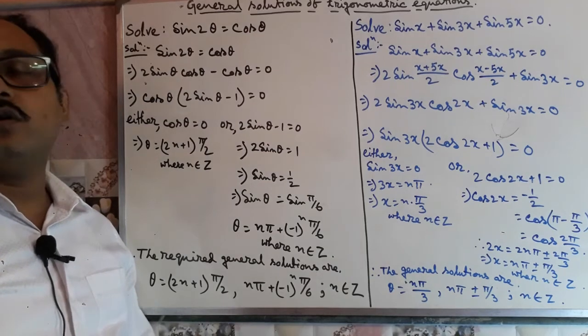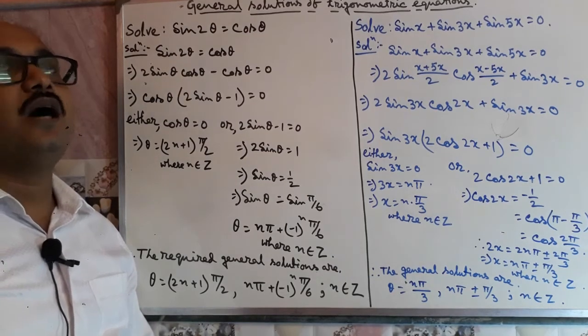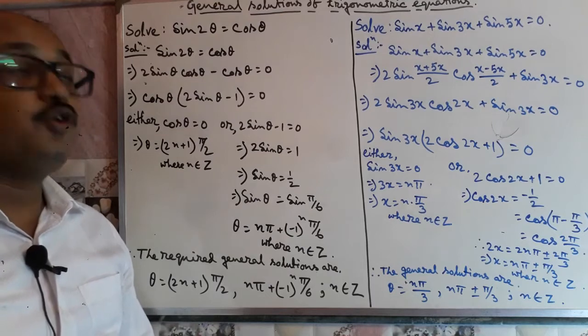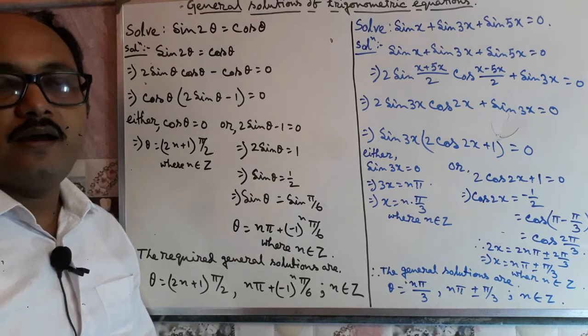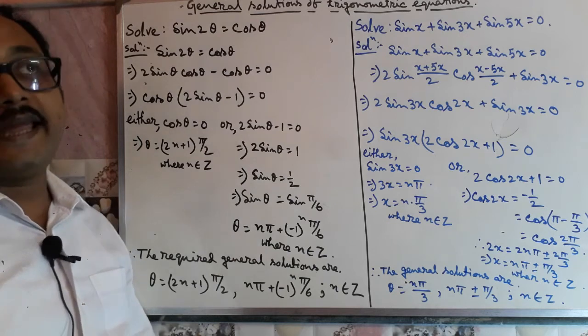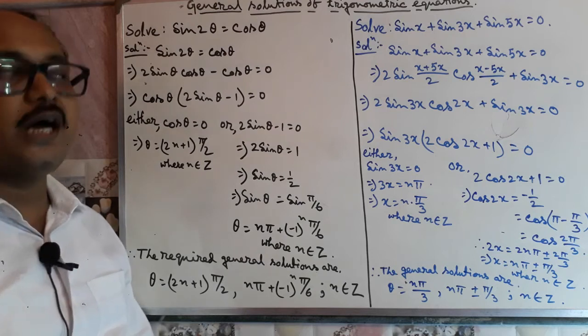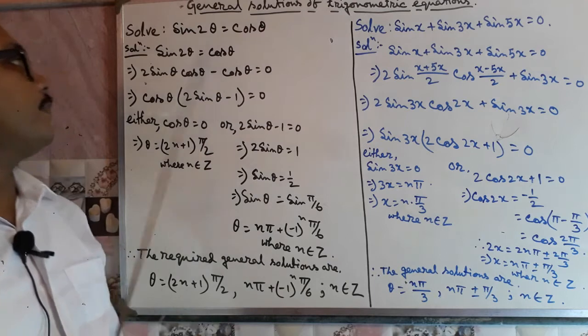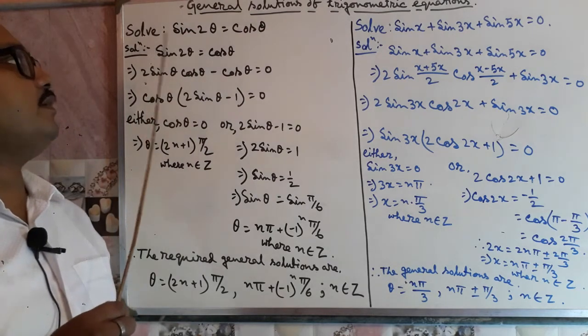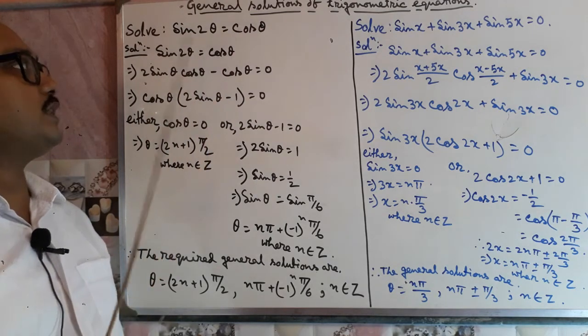Today in this video we shall discuss how to solve trigonometric equations. That means from a trigonometric equation how to get the value of the angles, or the solution of the angles, which are the general solutions. The first problem: it is given sin 2 theta equal to cos theta.